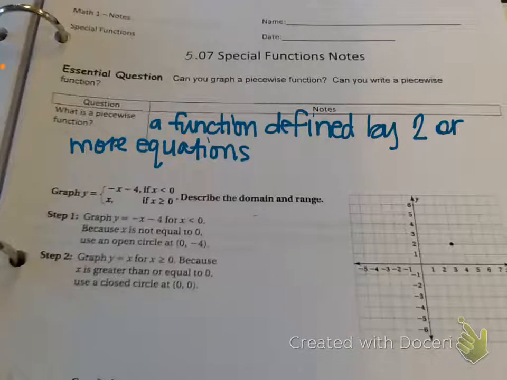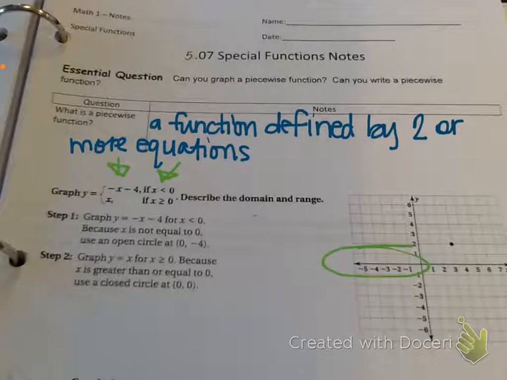Okay, today we're talking about special functions and whether or not you can graph and write a piecewise function. A piecewise function is a function defined by two or more equations. As you can see on our first example, there are two equations here. One is y equals negative x minus 4 and one is y equals x. They have stipulations though. So y equals negative x minus 4 only when x is less than 0.